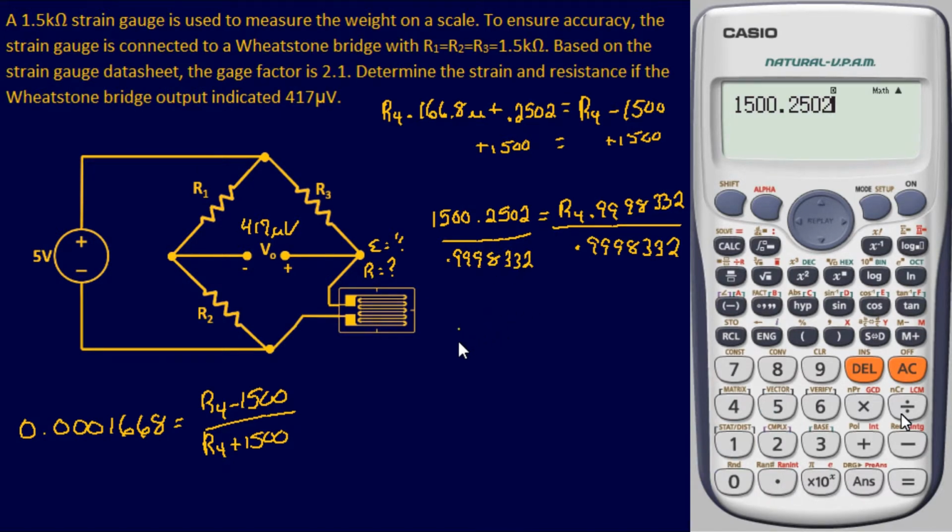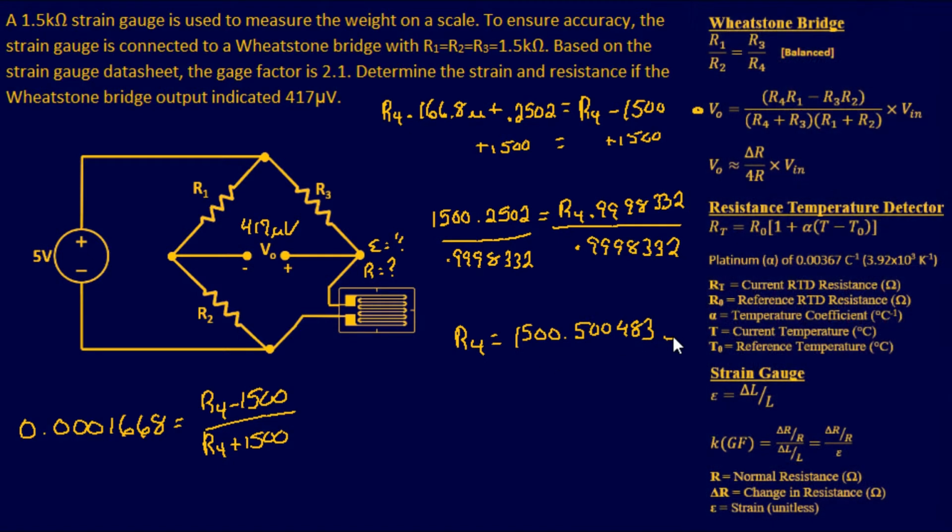All right, and that's going to give us a final R4 of 1500.500483. So that is going to be our resistance of our strain gauge. So right here I'm going to say our resistance for our strain gauge, we'll say R of G, is going to be 1500.500483. Now, in case you haven't noticed, look how small of a resistance value change that is.